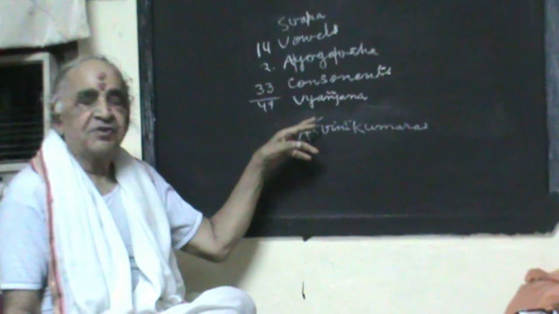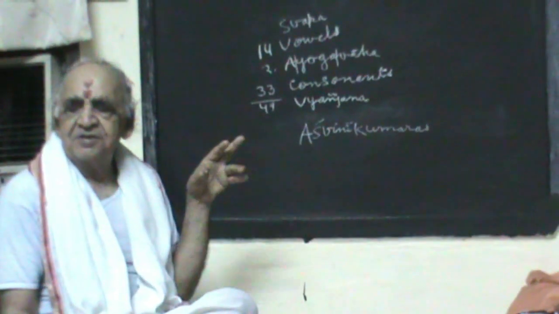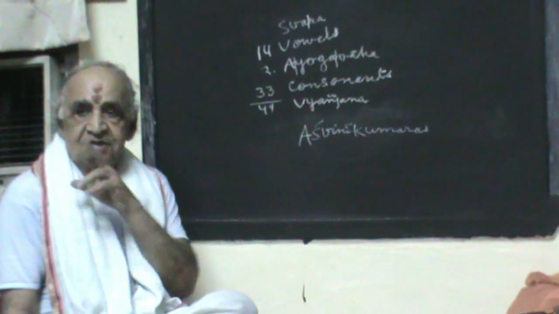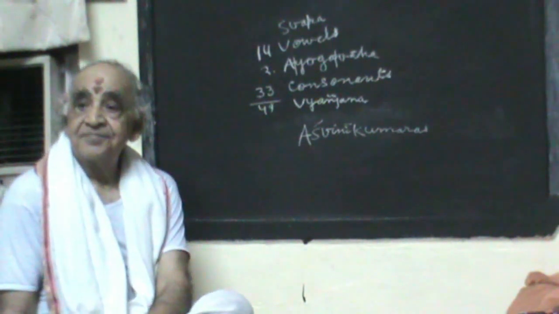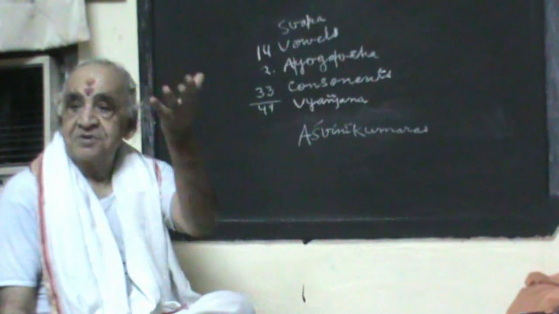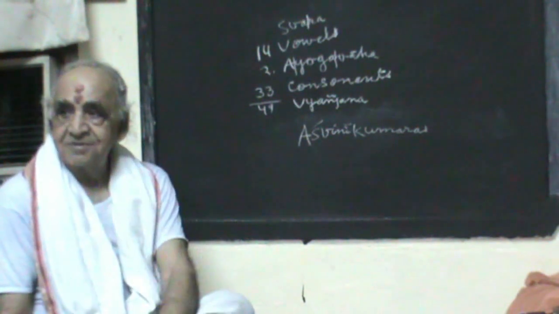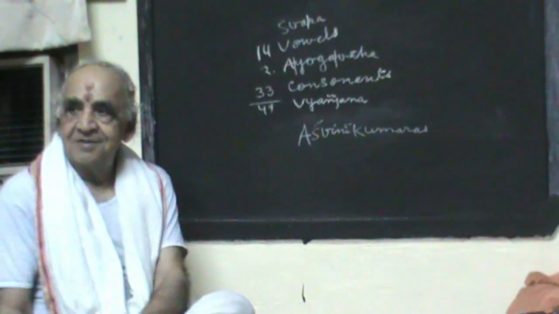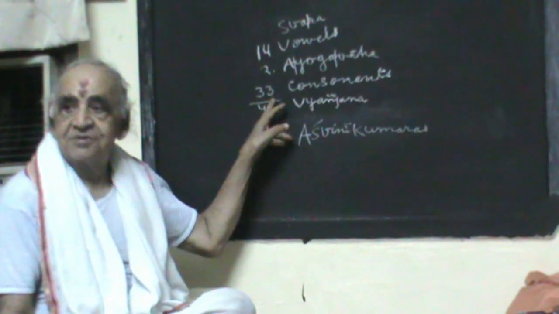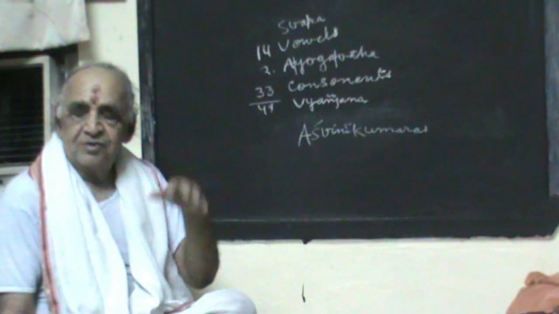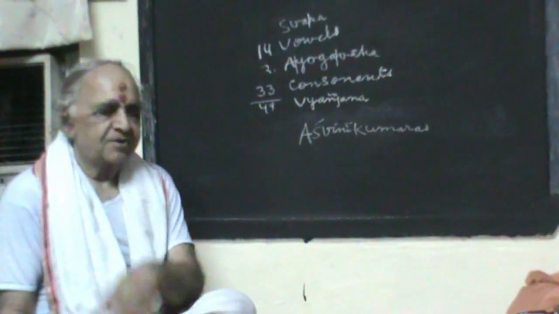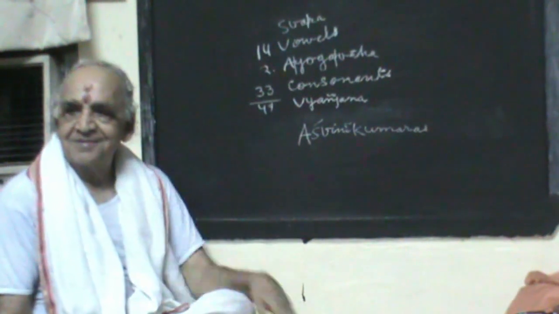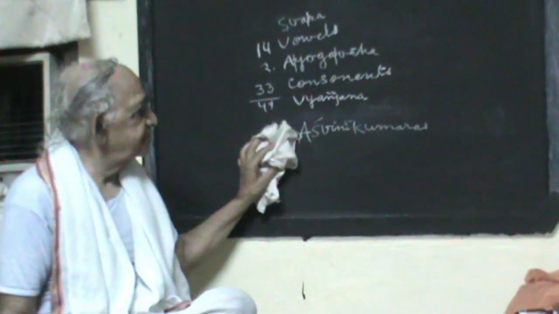And 33 Vyanjanas. In Rigvedic literature, only 33 deities are there. Later on they developed, so it became 33 crores. So only 33 gods, later on developed, so now we see thousands, in 33 crores.